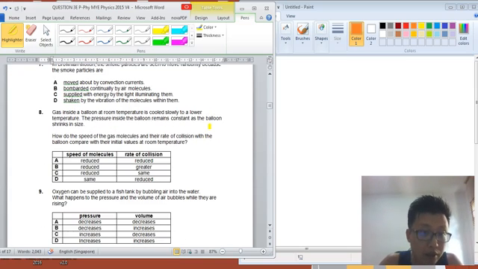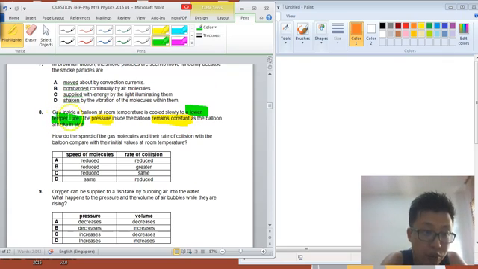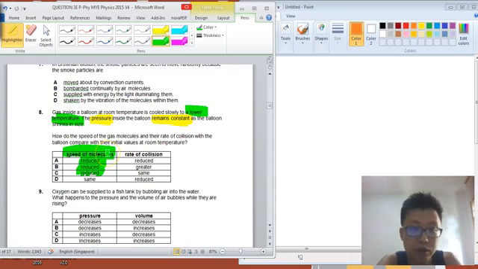Okay, so question 8. Question 8 is about the kinetic model of matter, and you are expected to know how the particle behaves when there's a temperature change. So if you look at this question, you see that pressure actually remains constant and that your temperature is being reduced. So upon reading that, you should be able to relate. Temperature is always related to the speed of molecule. So we know that when the temperature drops, it must reduce.